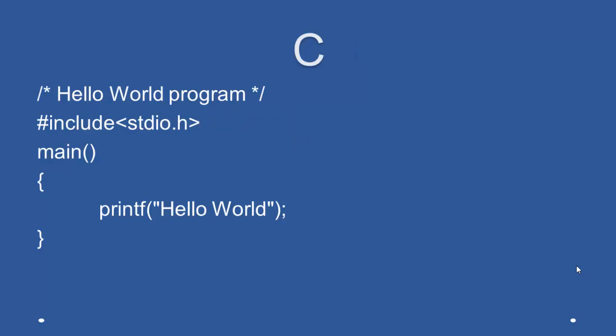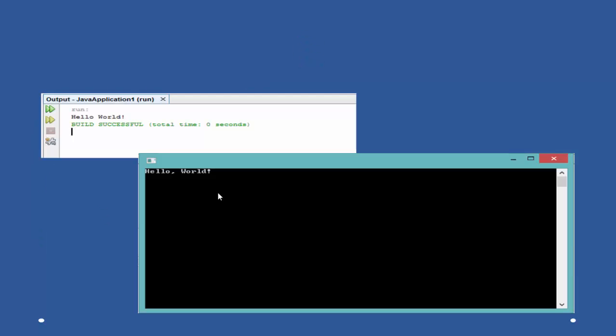With C, it's a little bit different. You first have to include standard I/O, and then you just call printf, and then your string, "hello world." And then you get this output. With Visual Studio, you get hello world in its own console. With NetBeans and Java, you get it in its output.